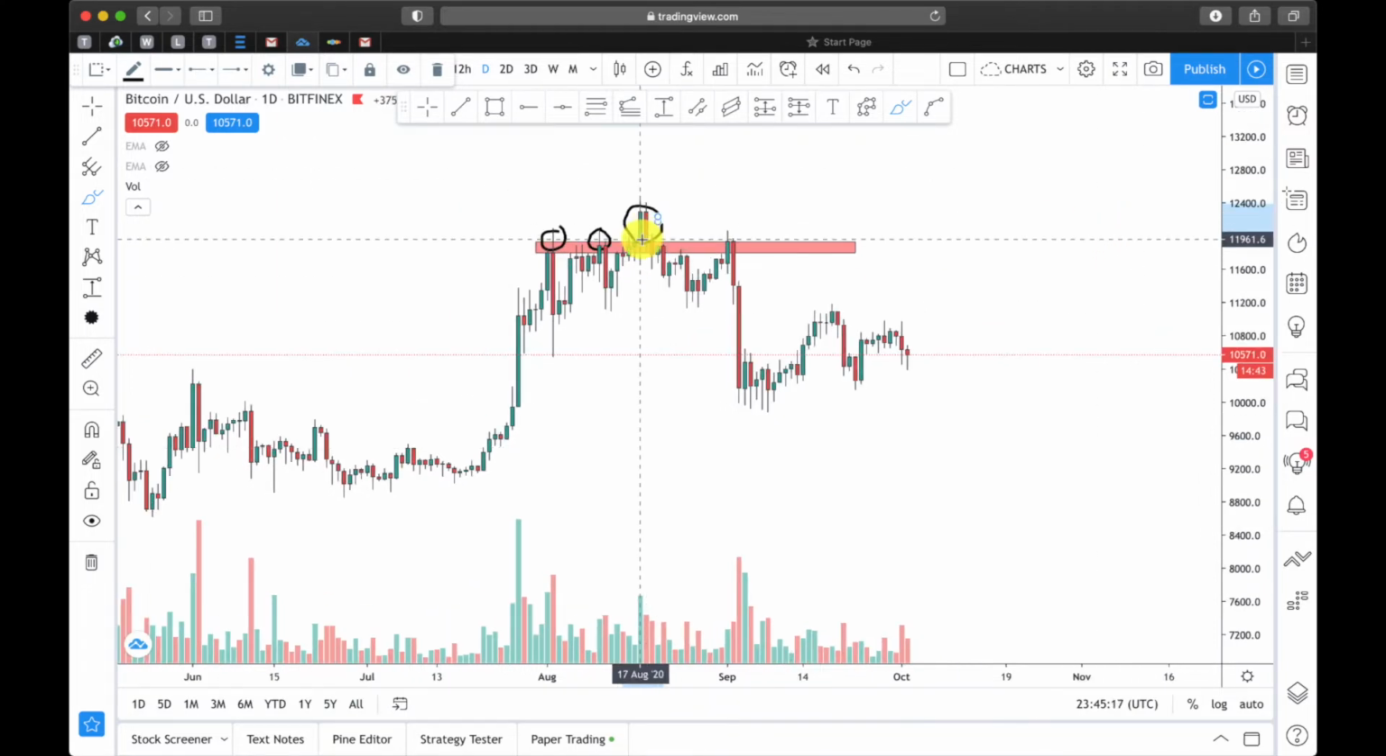The candle ended above, right? The candle ended above the resistance. In that case, you will consider this a breakout. But remember what I told you, you don't take a trade instantly after a breakout. You want to see a retest of that region before taking a trade.